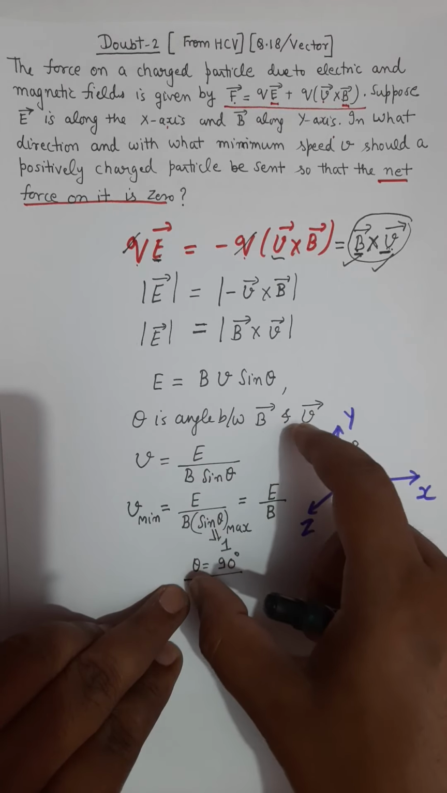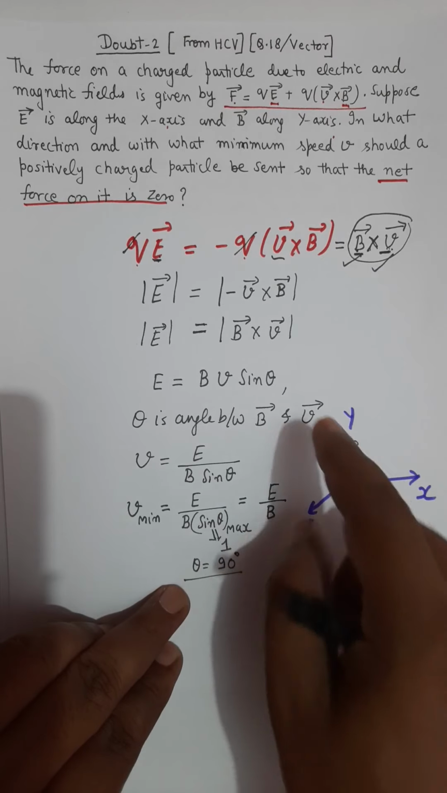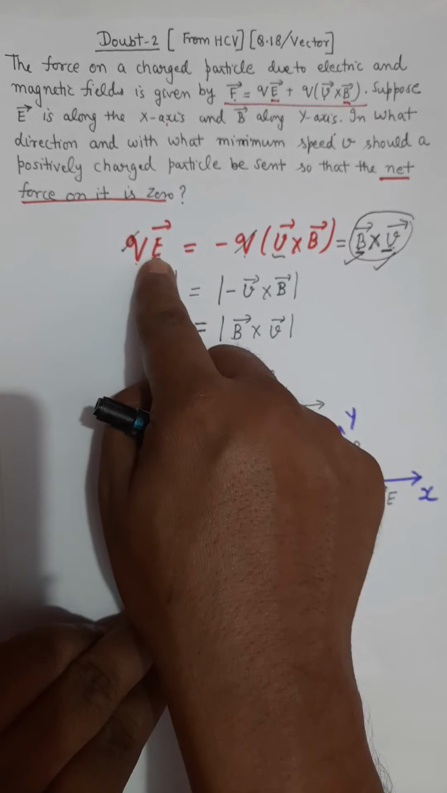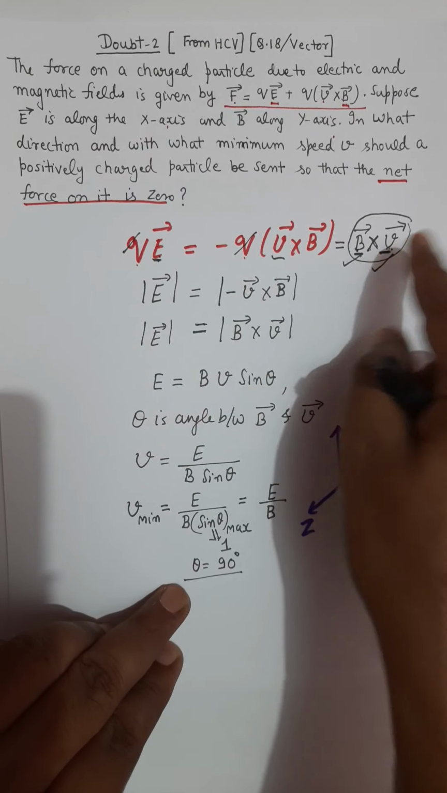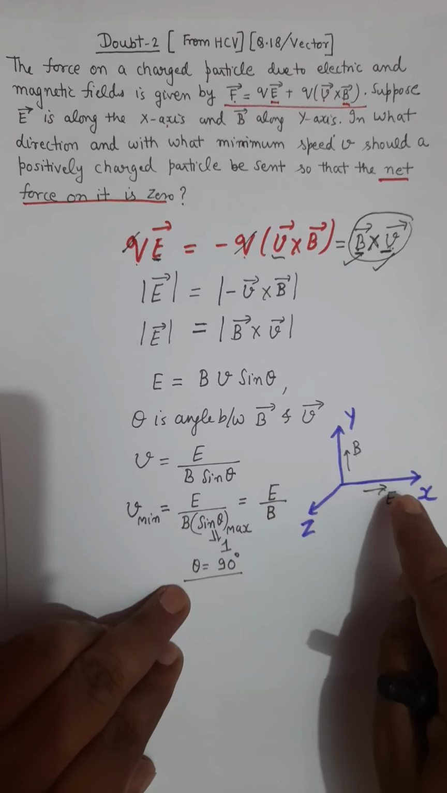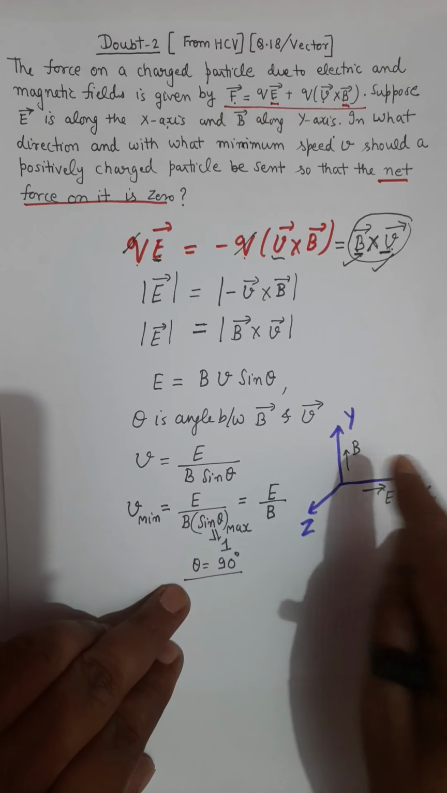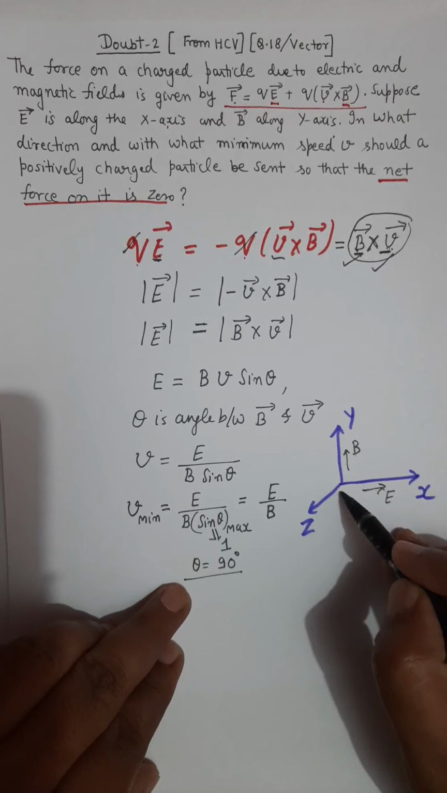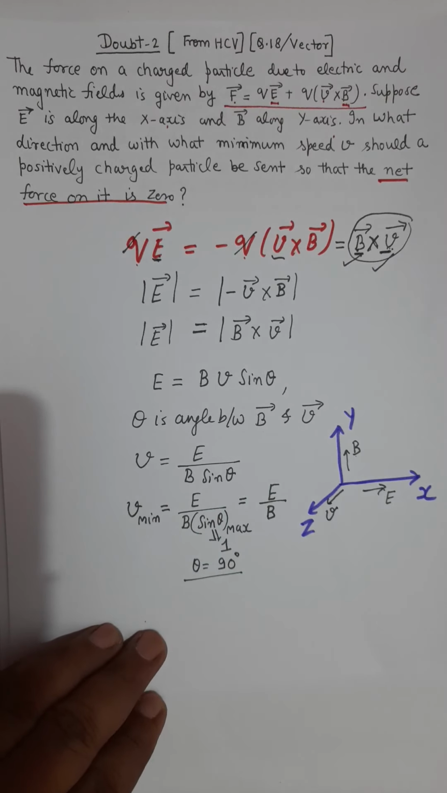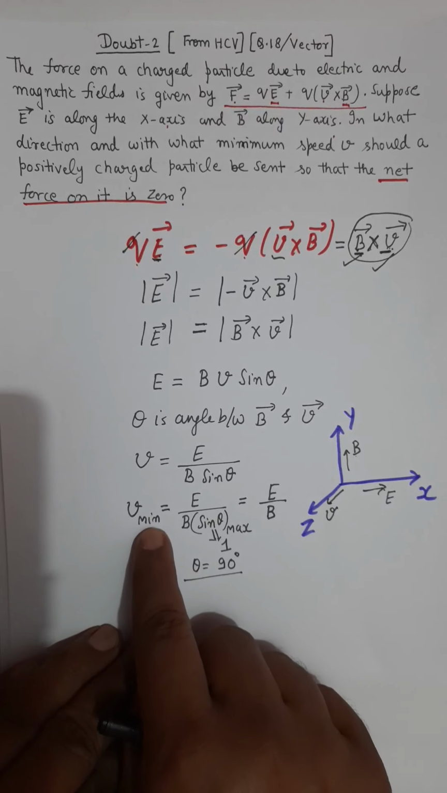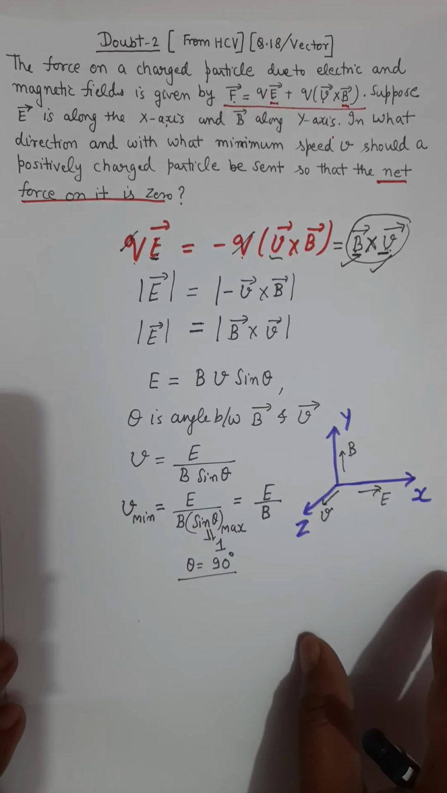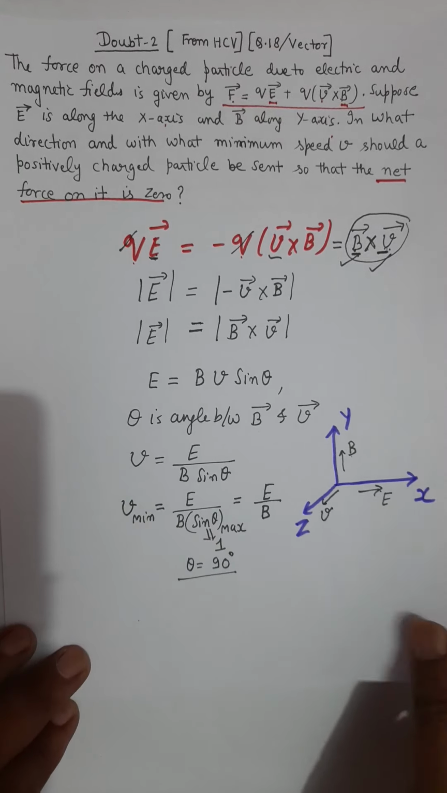This working shows that velocity should be perpendicular to B, and by the cross product you come to know that the electric field is perpendicular to V. Otherwise you can say velocity is perpendicular to both the fields and therefore it must be along the Z axis. So the direction of V should be along the Z axis and the minimum value should be E over B. That's the solution of this question, doubt 2.